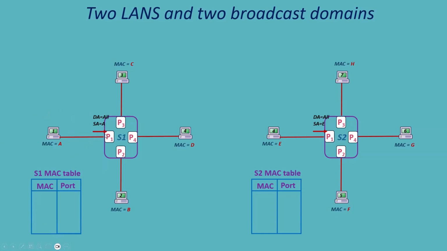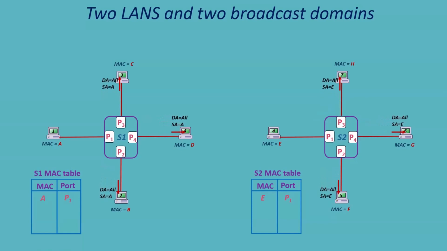This switch does not have source address with the value of A in the MAC table, so it will learn it. This switch does not have source address E in the MAC table, so it will learn it. This will learn A on port 1, and this will learn E on port 1. So the entries get populated like this. Next, they both check the destination address field. They don't find it, and hence they both flood it.